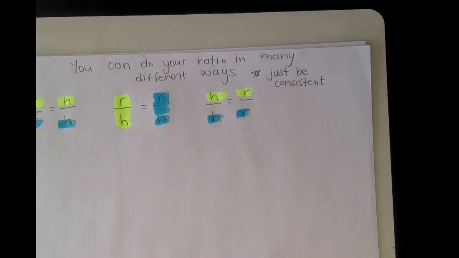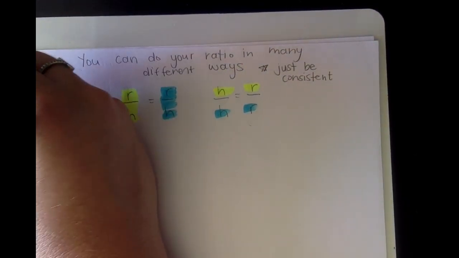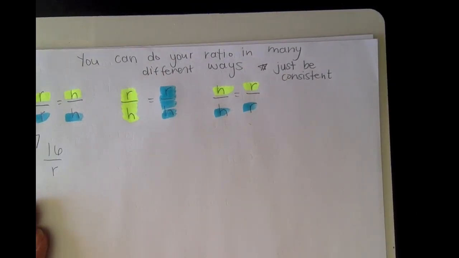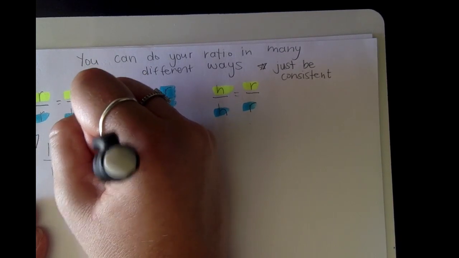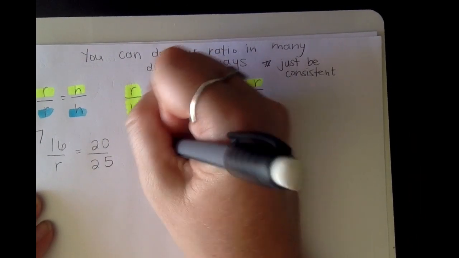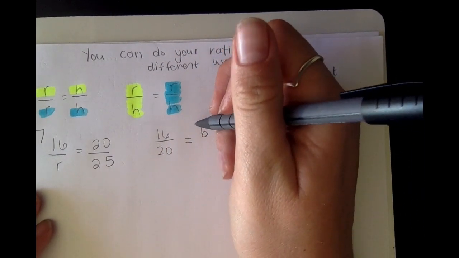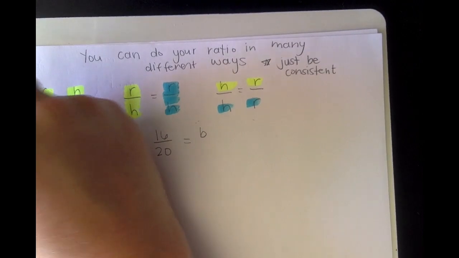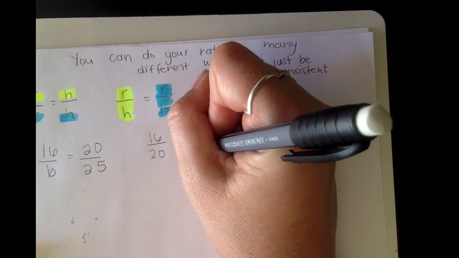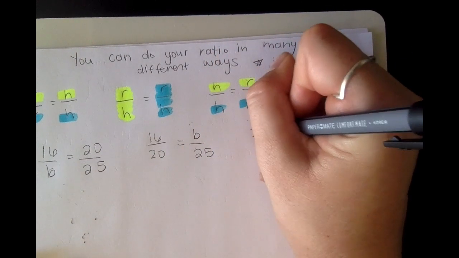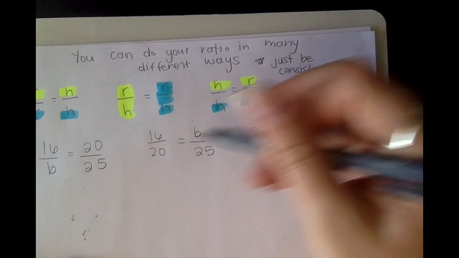So what I did for number 7 is I basically just did 16 over r, which was equal to 20 over 25. And again, you could have done it as 16 over 20 is equal to b over 25. This was labeled as b, actually, so b and r are the same thing in this problem. Do you see how these are all the same ratio? 20 over 25 is equal to 16 over r. These are all essentially the same ratio.